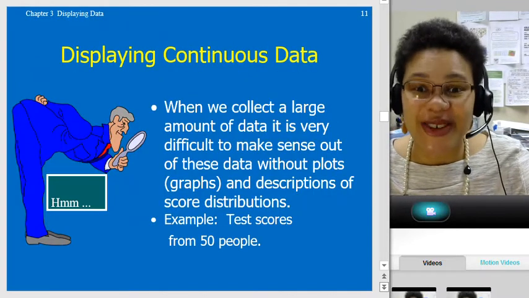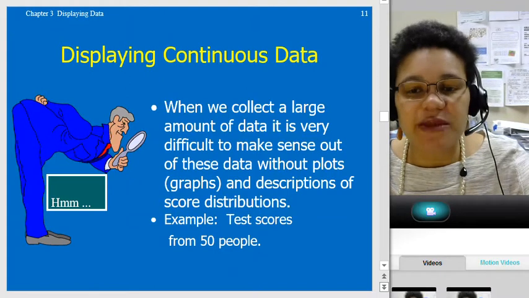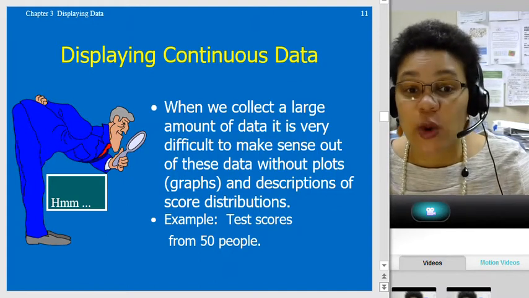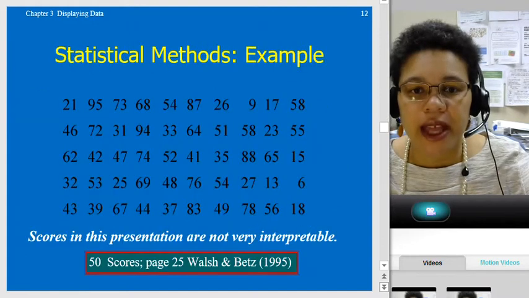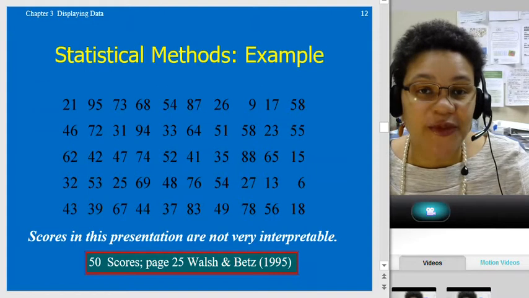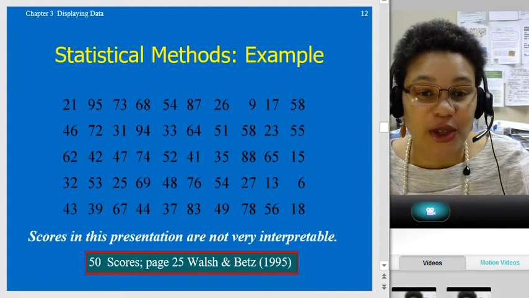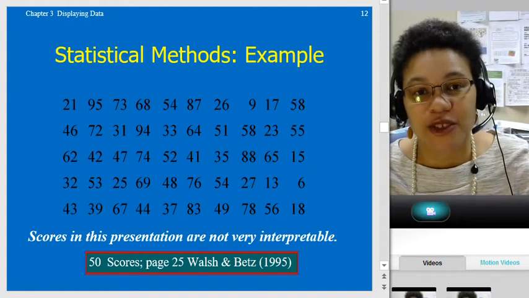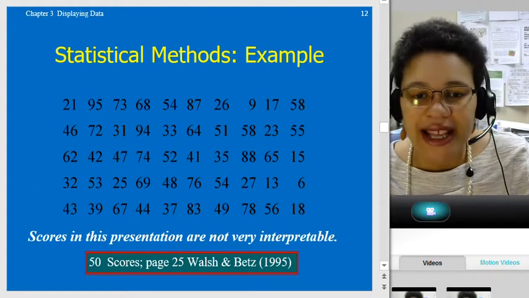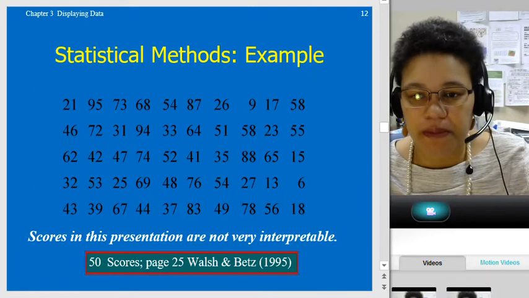Okay, let's talk about continuous data. When we collect a large amount of data, it's very difficult to make sense out of it without plots or graphs and descriptions of the score distribution. So let's say we had test scores from 50 people. If we just listed them all out, if I told you, okay, the first person scored 21, the second person scored 95, 73, blah, blah, blah. It's just a jumble of numbers, right? Not very interpretable.